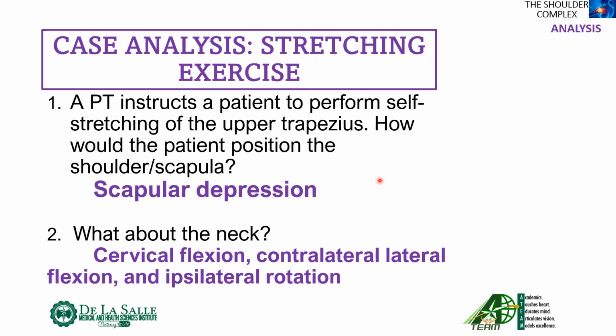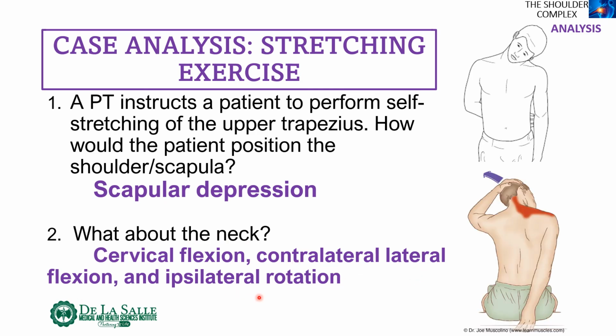You stretch the muscle. For you to be able to do that, you perform the action opposite the action of the muscle you want to stretch. So for this one, if the action of the upper trapezius is to elevate the scapula, then for you to stretch it, the force should be performing scapular depression. What about the neck? To further stretch the upper trapezius, you can position the patient's neck in cervical flexion, contralateral lateral flexion, and ipsilateral rotation, just like this one.